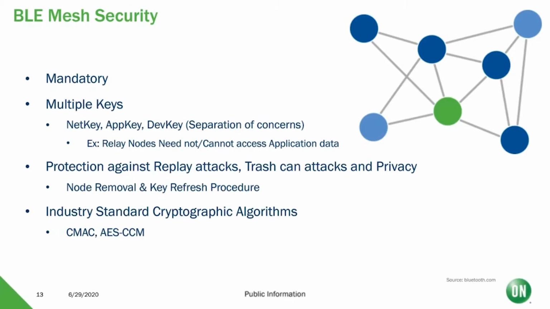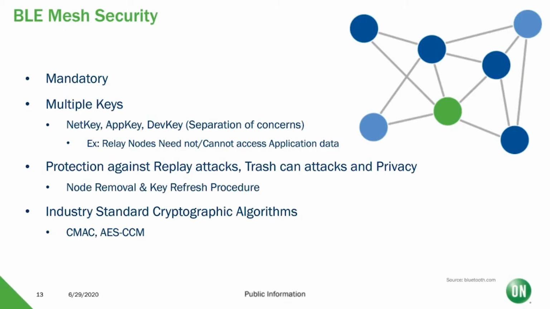And at a high level, the reason why you want these multiple keys is that different parts of a message are encrypted using different keys. And the thing that Bluetooth SIG emphasizes is that this is done for separation of concerns. As a standard example, if a node is serving as a relay node, it just needs to figure out which network it belongs to. And if the message is not intended for the relay node, it should just forward it along.